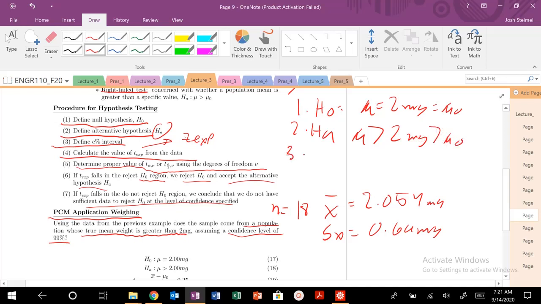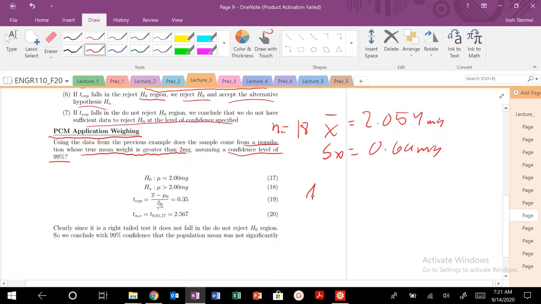That's the question. Step 3, what's our confidence interval here? Well, confidence interval of 99%. So we know that our alpha is equal to 0.01. And now we need to calculate t experimental. Your t experimental is just X bar minus mu naught over Sx over square root of n, where mu naught, remember, is equal to 2 milligrams. If you calculate that out, we find that our t experimental is 0.035. Again, you can check that in your Mathematica notebook.